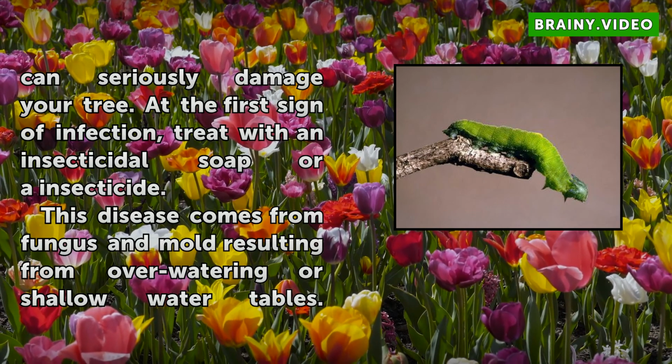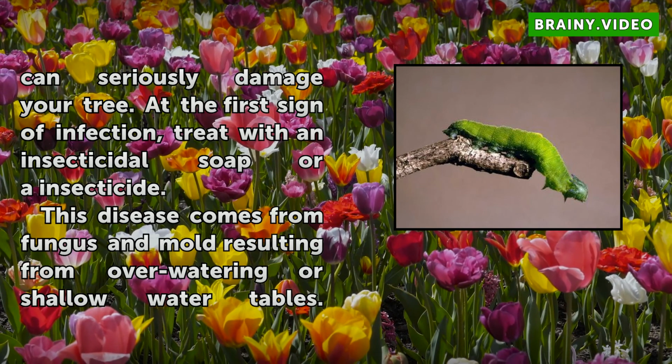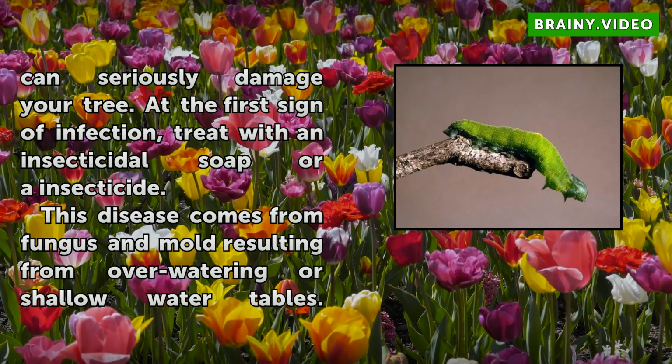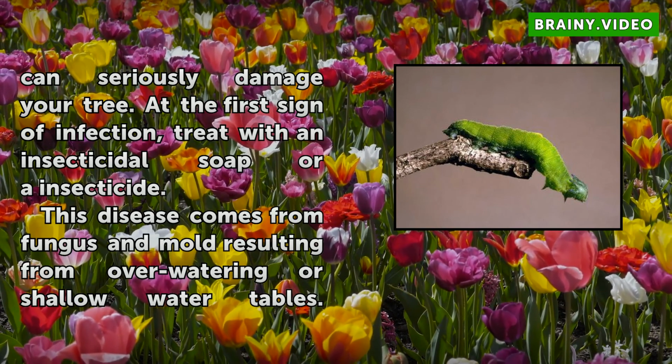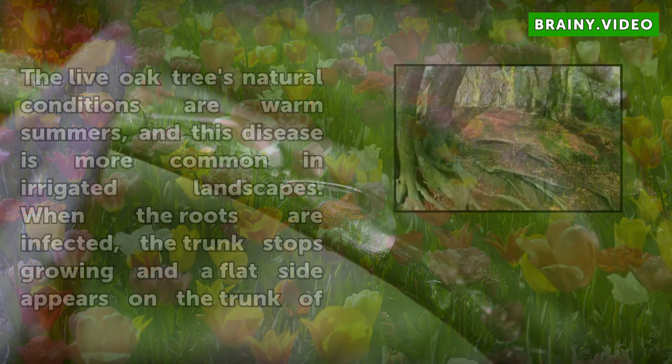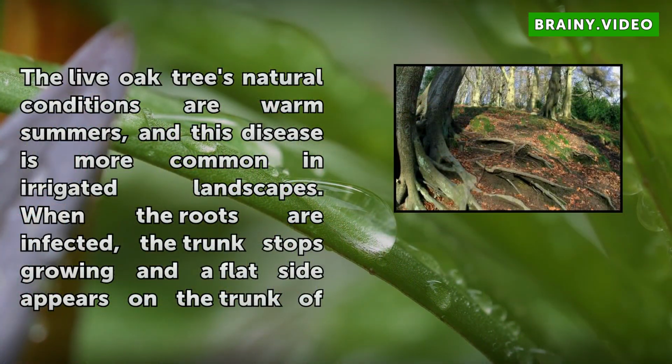This disease comes from fungus and mold resulting from overwatering or shallow water tables. The live oak tree's natural conditions are warm summers, and this disease is more common in irrigated landscapes. When the roots are infected, the trunk stops growing and a flat side appears on the trunk of the tree.